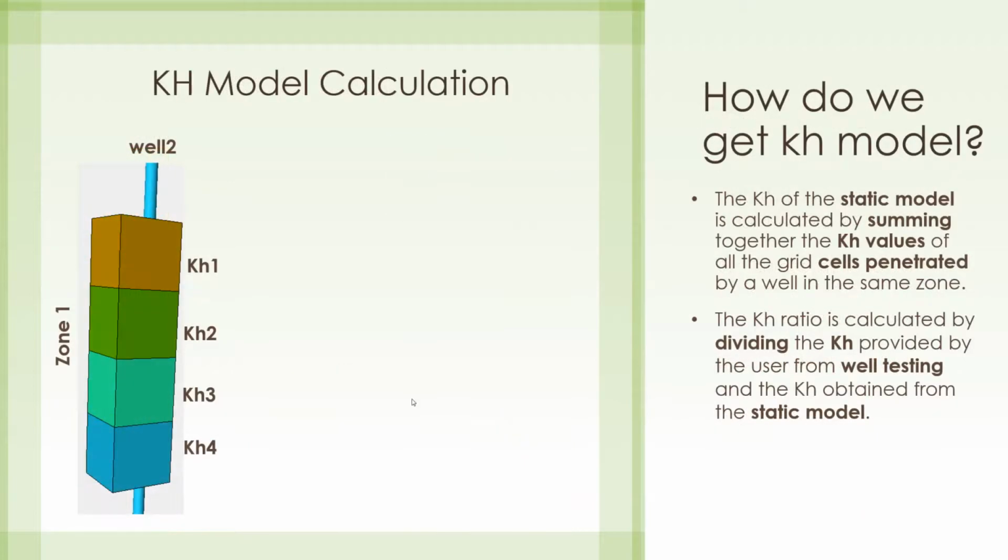The kH from the static model is calculated by summing together the kH values of the grid cells that are penetrated by a well in the same geological zone.